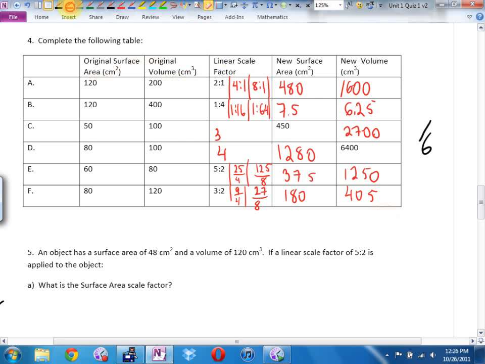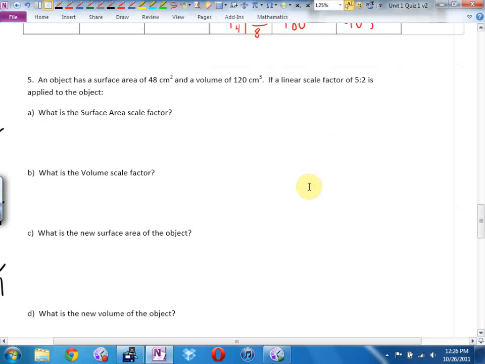An object has an original surface area of 48 and a volume of 120. If the linear scale factor of 5 to 2 is applied, what's the surface area scale factor? Well, it's 5 to 2 squared. It's 25 to 4. What's the volume scale factor? It's 5 to 2 cubed. It's 125 over 8.